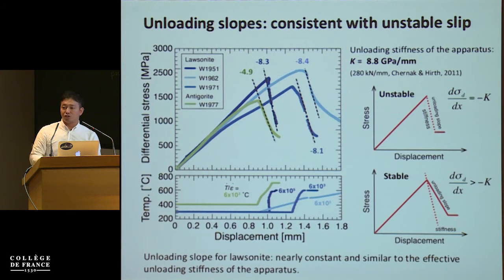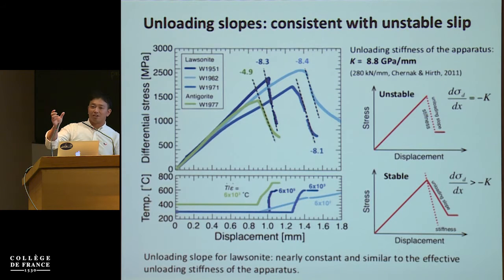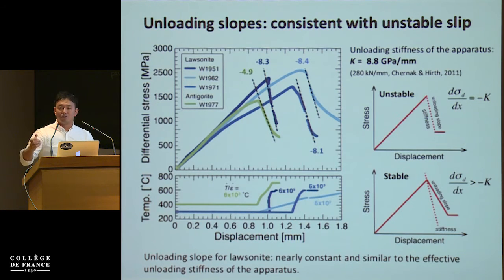So we use a solid pressure medium apparatus for high pressure deformation. This means all samples are surrounded by solid material. So this could prohibit fast slip. But if we assume a spring slider model, where we have a block and pull it with a spring, then if we have unstable slip, this unloading slope should be the stiffness of the apparatus like this. And if we have stable slip, this unloading slope is shallower than the apparatus stiffness like this.